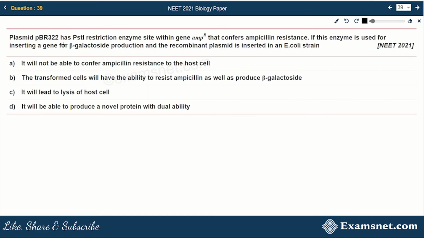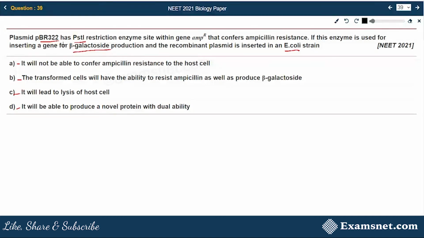Question number 39 is from the chapter Biotechnology Principles and Processes, class 12. And the question is, plasmid PBR322 has PST1 restriction enzyme site within ampicillin resistance gene that confers ampicillin resistance. If this enzyme is used for inserting a gene for beta-galactosidase production and the recombinant plasmid is inserted in an E. coli strain, then the options are, it will not be able to confer ampicillin resistance to the host cell. The transformed cells will have the ability to resist ampicillin as well as produce beta-galactosidase. It will lead to lysis of the host cell and it will be able to produce a novel protein with dual ability.